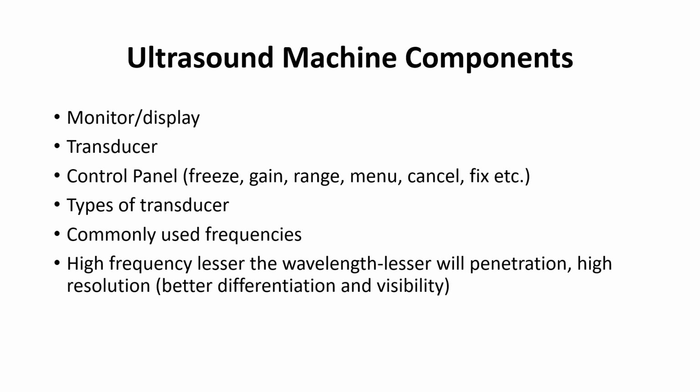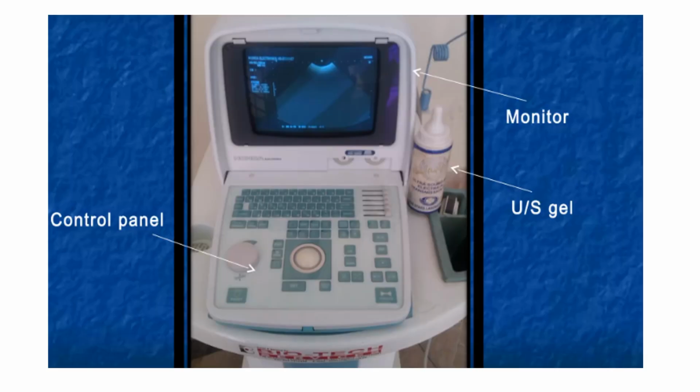And commonly used frequencies in ultrasound are 2 to 12 megahertz. It is worth mentioning that the higher the frequency, the lesser the wavelength, and lesser wavelength means there will be less penetration of the wave in the body or the tissue. But the higher the frequency, there will be high resolution, meaning better quality of the image. Here you can see the monitor and the control panel of the ultrasound.